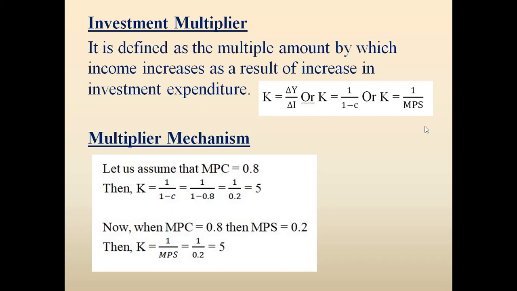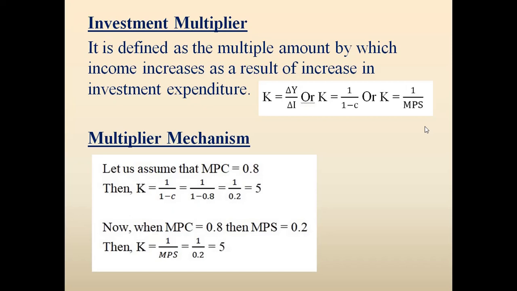Once again, I want to repeat that by investment multiplier, we refer to the increase in income, that is your aggregate income, due to the increase in investments made by the firms in a two-sector model, and in a three-sector model, it will be by the government as well. So that is your investment multiplier.